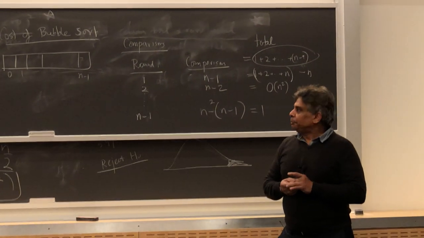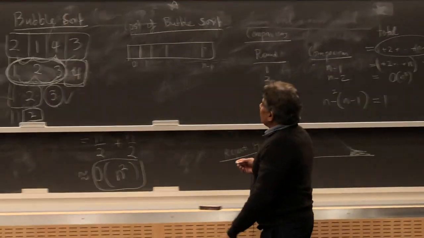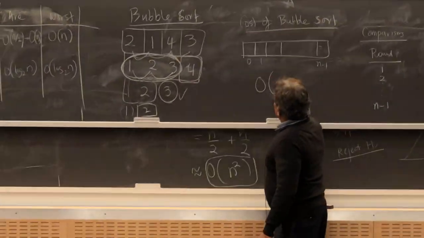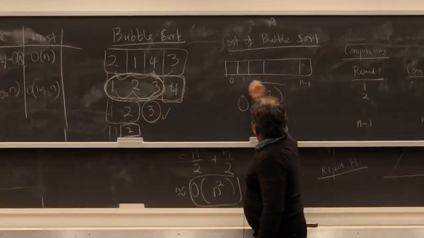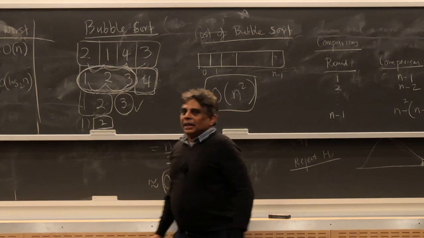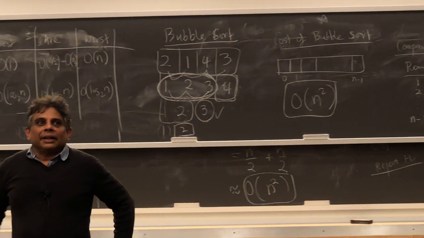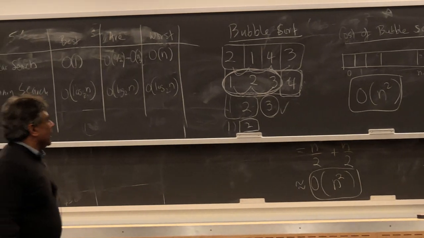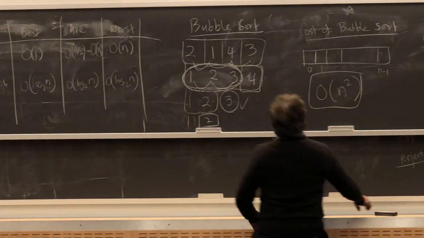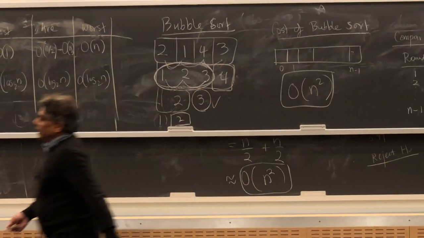So therefore, the cost of bubble sort is very high. Any questions there? I think I want to focus more on the other sorting algorithms.